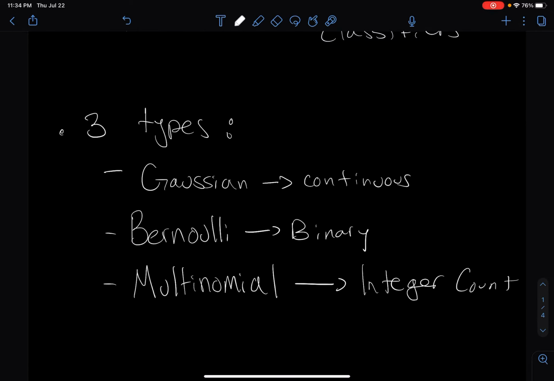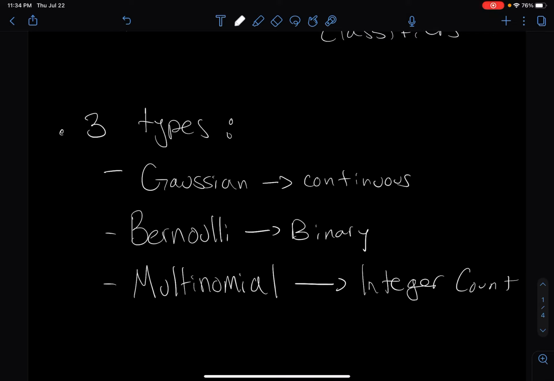So there are three major types that I want to highlight here. The first one is a Gaussian naive Bayes classifier. This is used primarily for data that is continuous. So if you have large numbers, decimals, take for example heights or amounts of water, these are continuous data points. And so the Gaussian naive Bayes classifier is typically the go-to for this type of data.